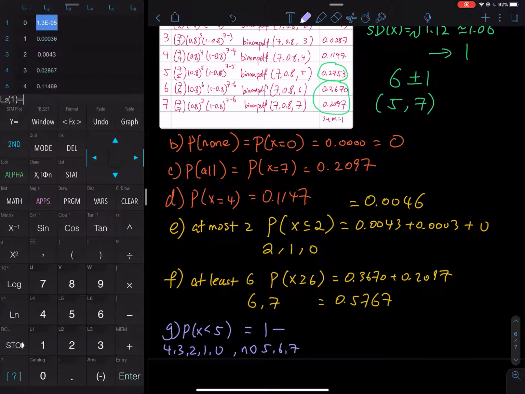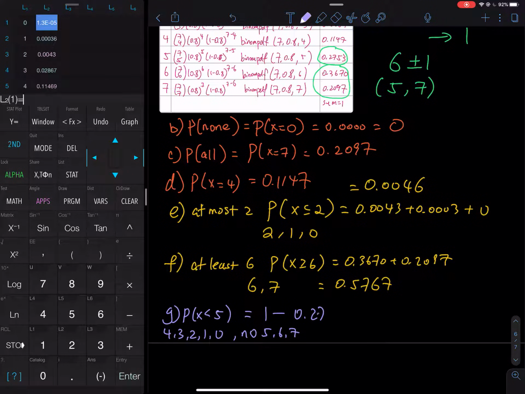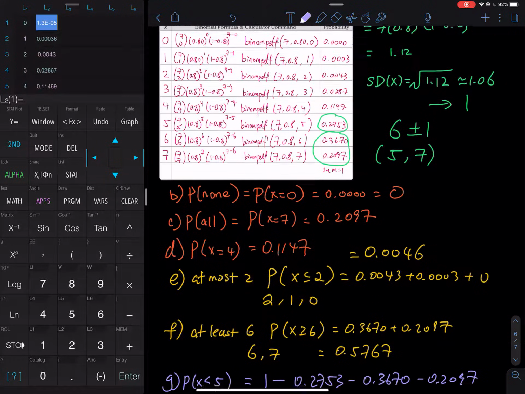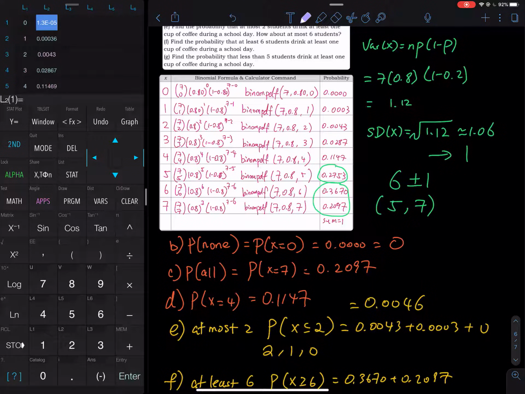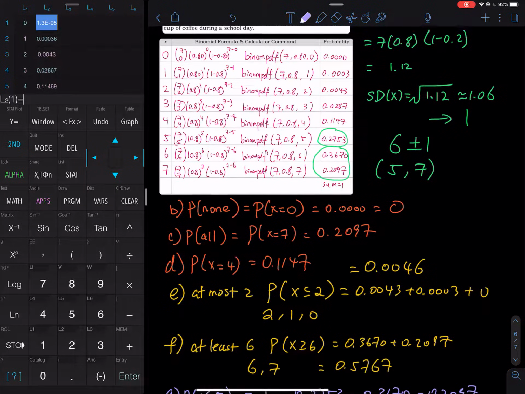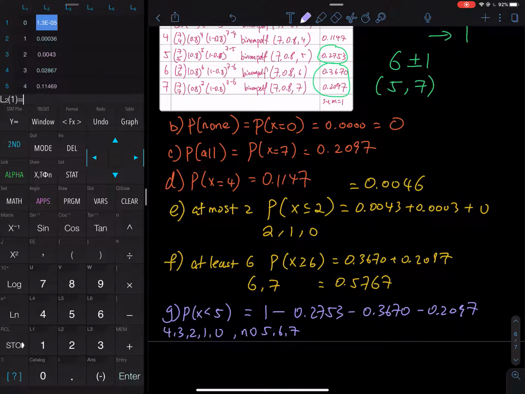The probability of 5 is 0.2753, and then for 6 it is minus 0.3670, and then minus 0.2097. So that gives you the probability of less than 5. Okay, so let me quickly calculate what it is. So we have 1 minus 0.2753 minus 0.3670, and then minus 0.2097. So that is equal to 0.148. So that is using the complementary event.